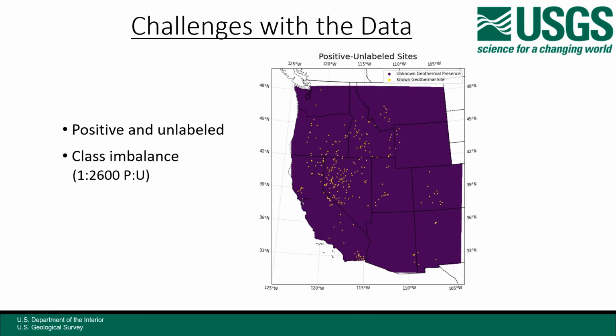The other challenge of this data is the class imbalance. In machine learning, it's typical to have, ideally, a 50-50 distribution or an even distribution across all your different type of labels. So a 50-50% of positive to negative or positive to unlabeled. Unfortunately, with the distribution that we have, less than 300 positive geothermal sites and more than 700,000 cells in general. If you do the math, for every positive we have over 2,600 unlabeled points, and this creates a class imbalance that is rather extreme and needs to be addressed.